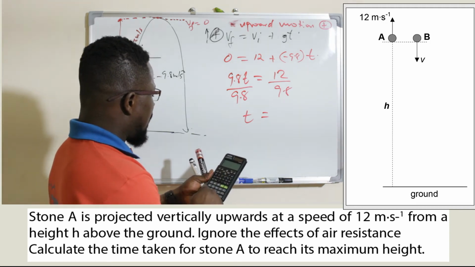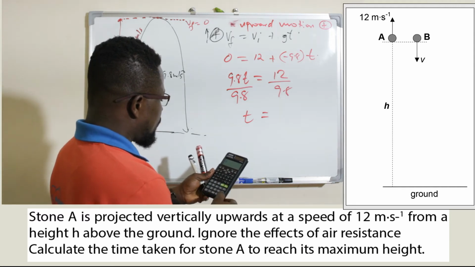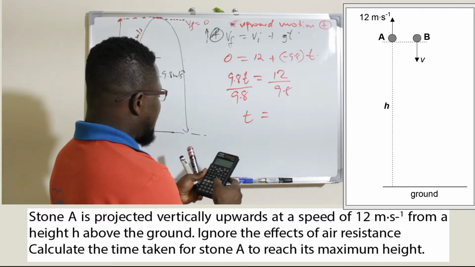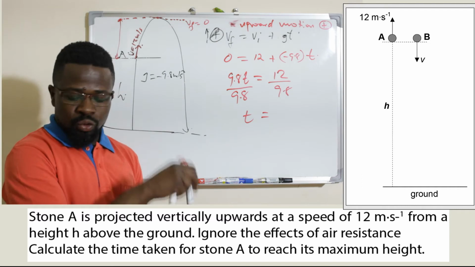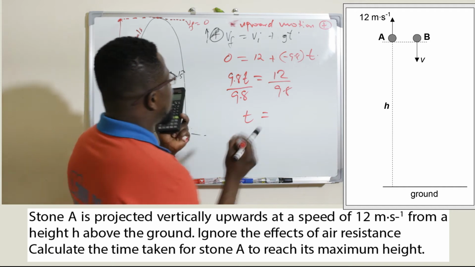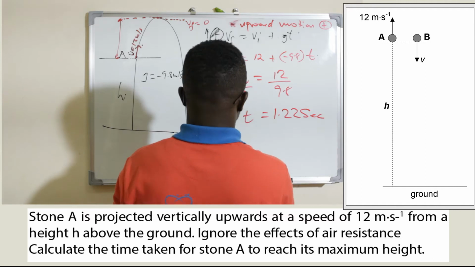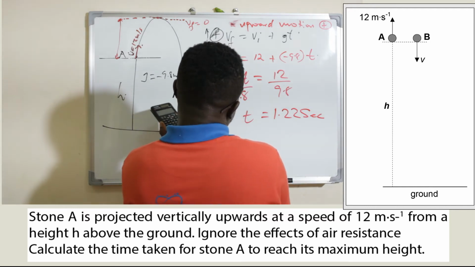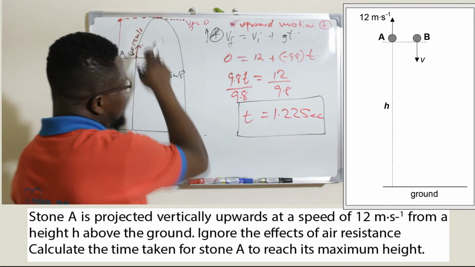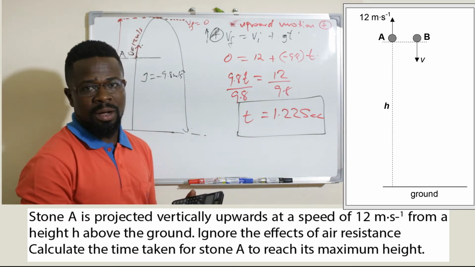So if I check it, I will have 12 divided by 9.8. And remember that I said all answers you should run up to 2 decimal places. So running the answer to 2 decimal places, the value here is 1.22. This is time, so the unit should be seconds. And that is the time it took the stone from the point of projection to the maximum height. So now we are at the maximum height. This is the time to reach the maximum height.